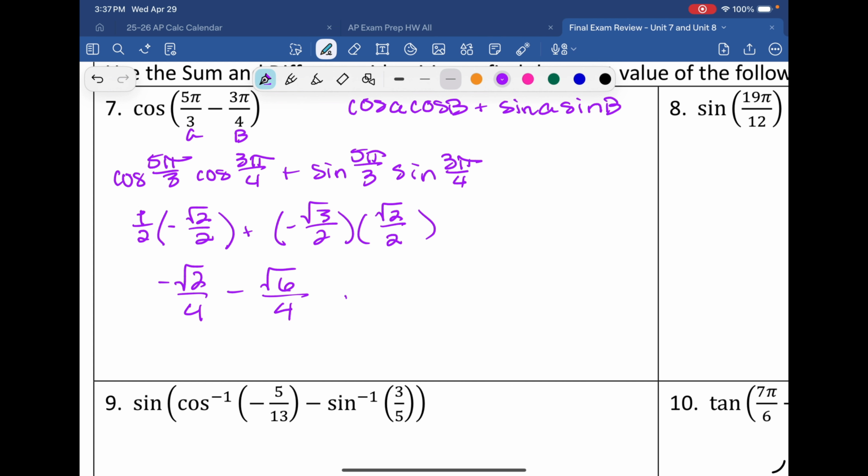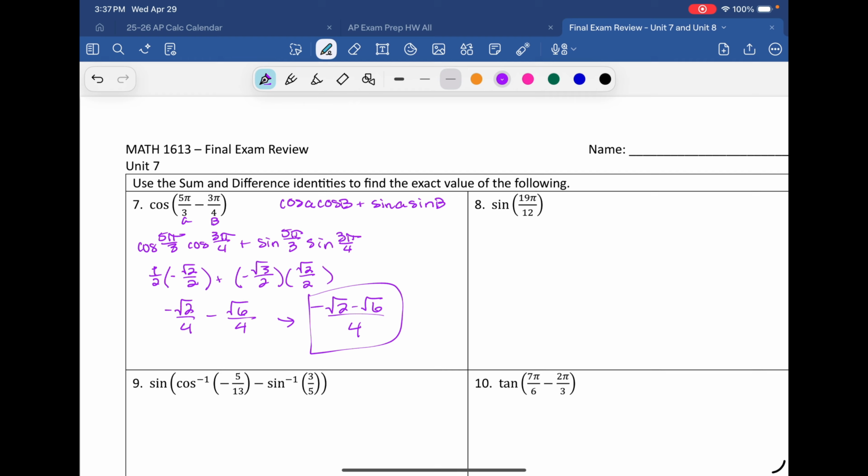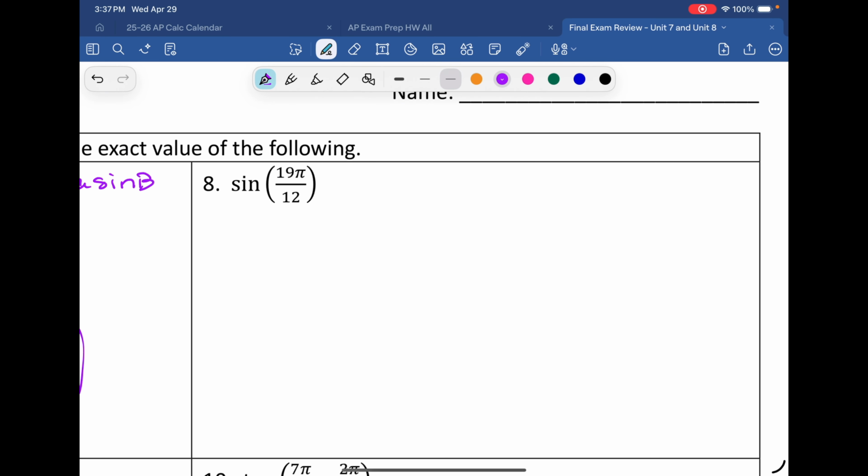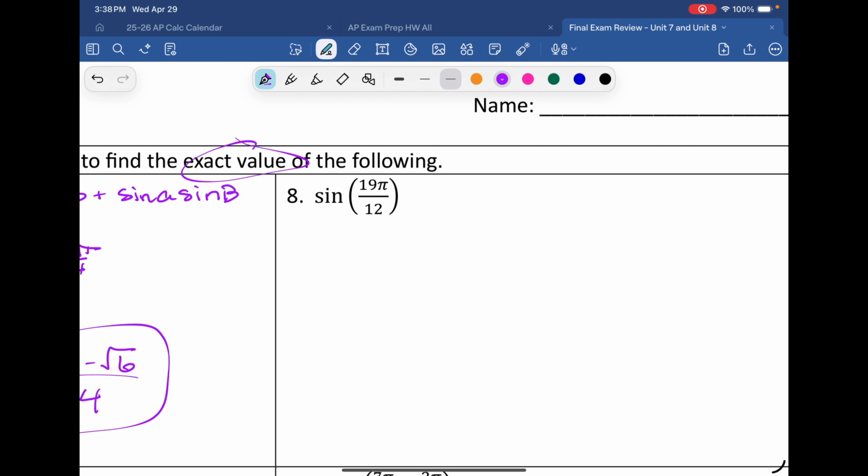All right, and you can change this into one fraction. I don't have a preference. I think Lumen generally wants it like this. Okay, now sine 19 pi over 12, and you want exact values. I'm just going to tell you that in the directions, no decimals.